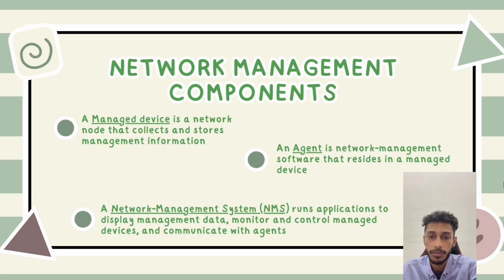Okay, we move on to the third part. As explained in this chapter, it's split into three things. The first one is a managed device, which is a network node that collects and stores management information. That means devices within the network infrastructure that gather and store data for management purposes. The second one is an agent, which is network management software that resides in a managed device. That means software embedded in a managed device to facilitate communication between the device and the network management system.